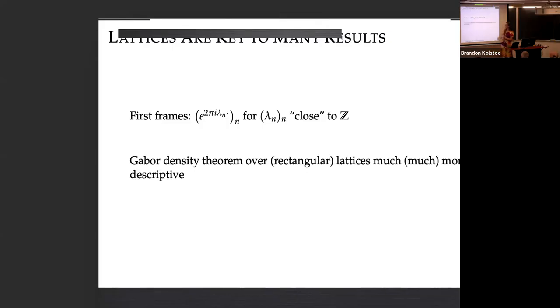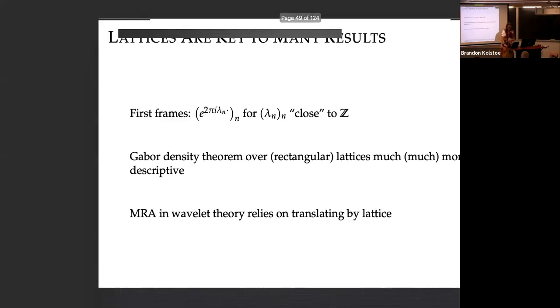Also, the Gabor density theorem over lattices is much more descriptive, and over rectangular lattices even more so. There's a lot more you can say. MRA and wavelet theory relies on translating by a lattice. Here I'll plug another review article. This is of Chris and Dave, and I think it's your very first publication according to MathSciNet. It has about a third as many citations as Duffin and Schaeffer, but it's doing pretty well.